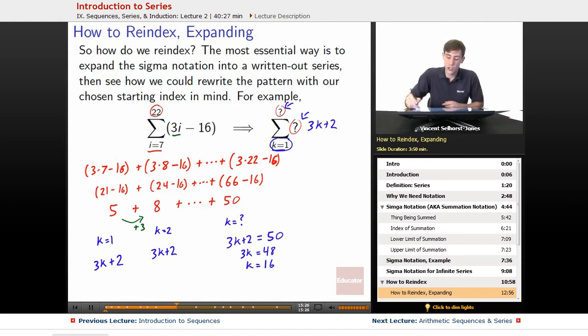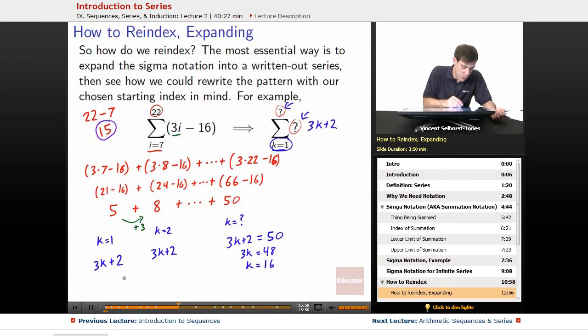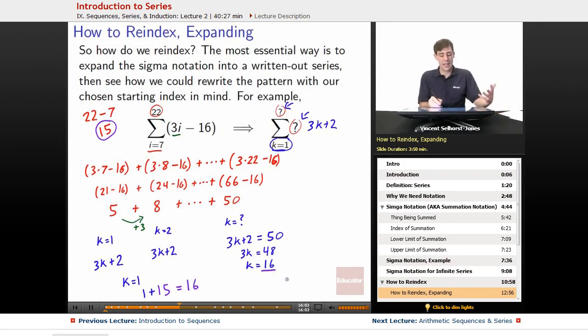Another way of doing it is to notice the difference between our upper limit and our lower limit. In our original, we had 22 as our upper, 7 as our lower. So 22 minus 7 comes out to be 15. So over here, we know we're going to have that difference of 15 as well, since we start at k equals 1. So 1 plus that same 15, because we're going to have the same number of steps however we phrase it. So 1 plus 15 comes out to be 16, which is the same thing we figured out it has to be to work there.